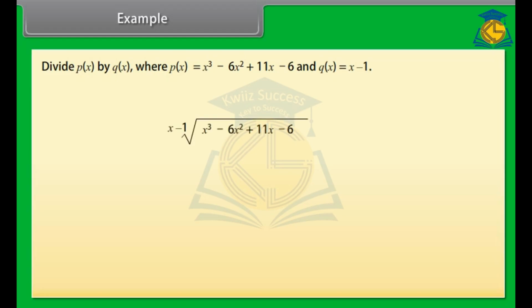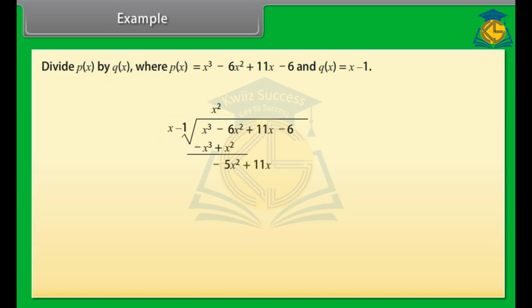We can write it this way also. The next step is to divide the first term of the polynomial. The first term should be the one with the highest power by the x part of the factor. In this case, you divide x^3 by x to get x^2, which you then write at the top of the division bar. Next, you multiply the term that you wrote at the top by the entire divisor. In this case, you multiply x^2 by x minus 1 to get x^3 minus x^2, which you then subtract from the polynomial under the division bar.